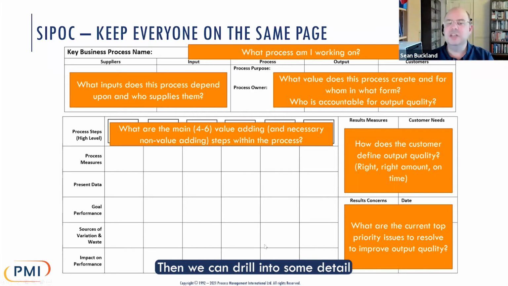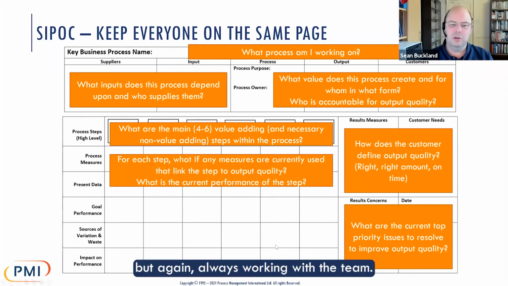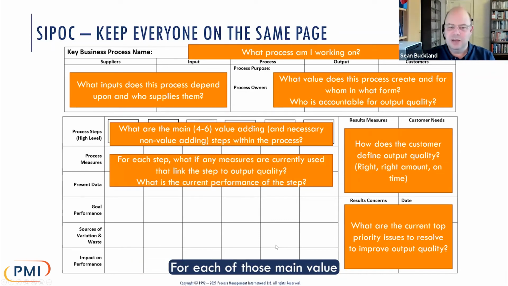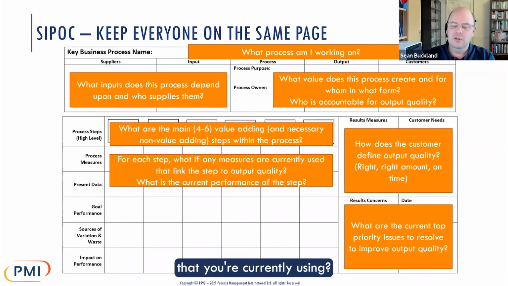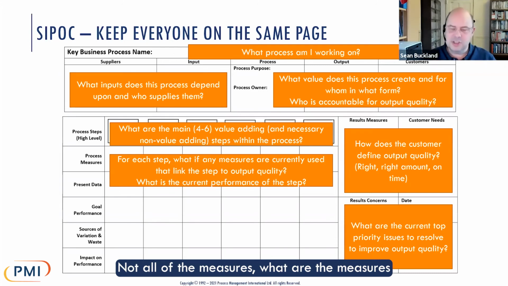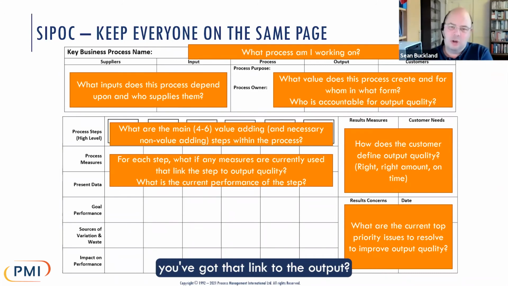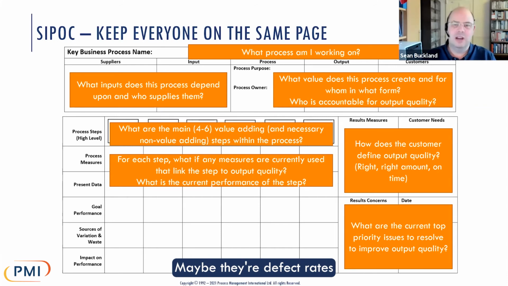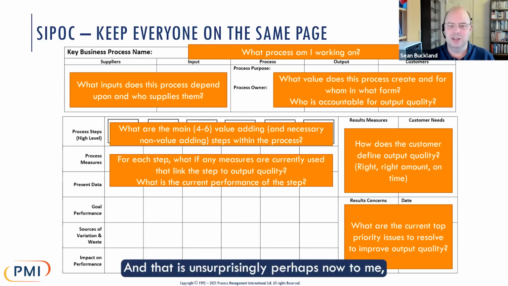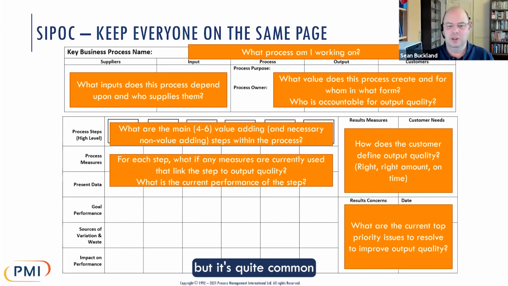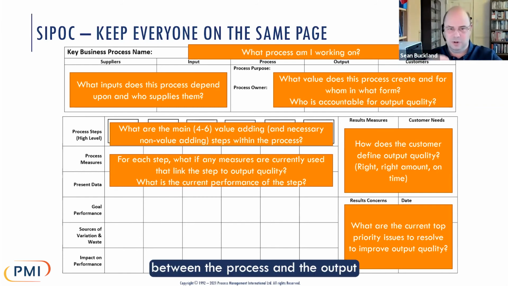Then we can drill into some detail, and you might find it takes a little while before you're ready to do this, but again, always working with the team. For each of those main value adding steps or the necessary non-value adding steps, what are the measures that you're currently using? Not all of the measures, what are the measures that you've got that link to the output? So maybe their defect rates, maybe their cycle time information, whatever it might be. But maybe you have no measures at all, and that is, unsurprisingly perhaps, quite common: we don't have clear measures between the process and the output at step-by-step level.